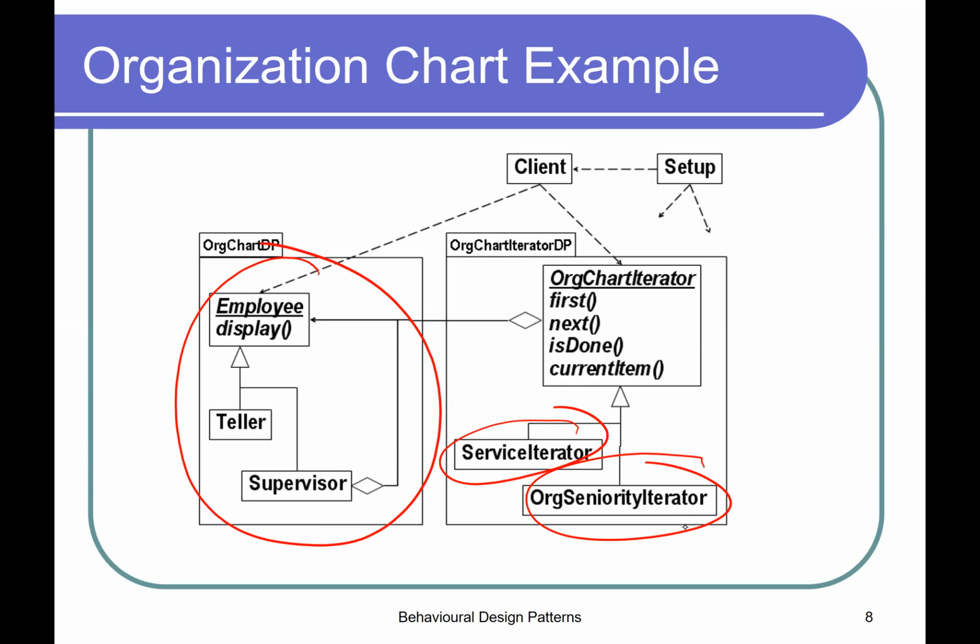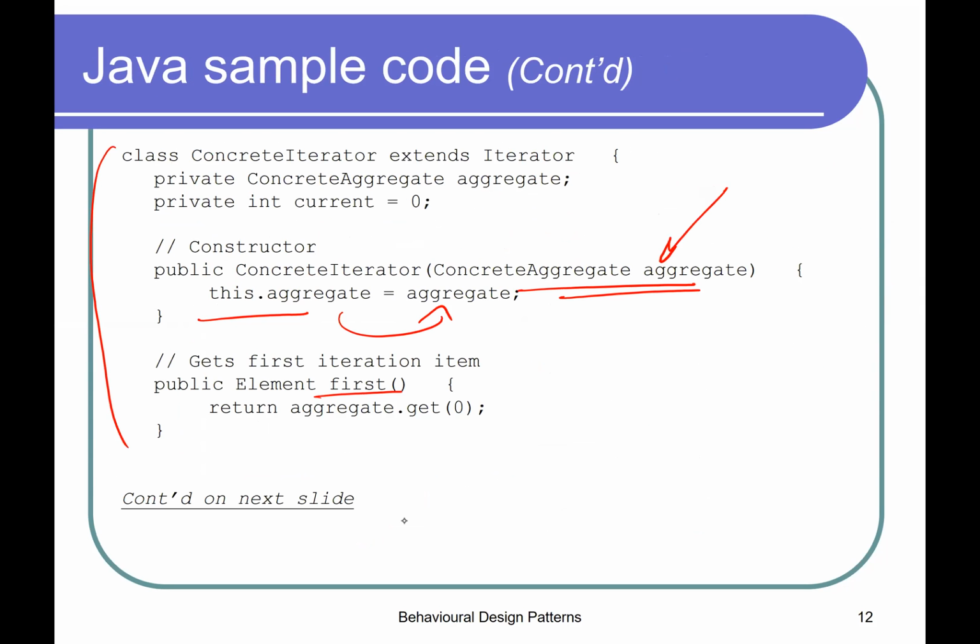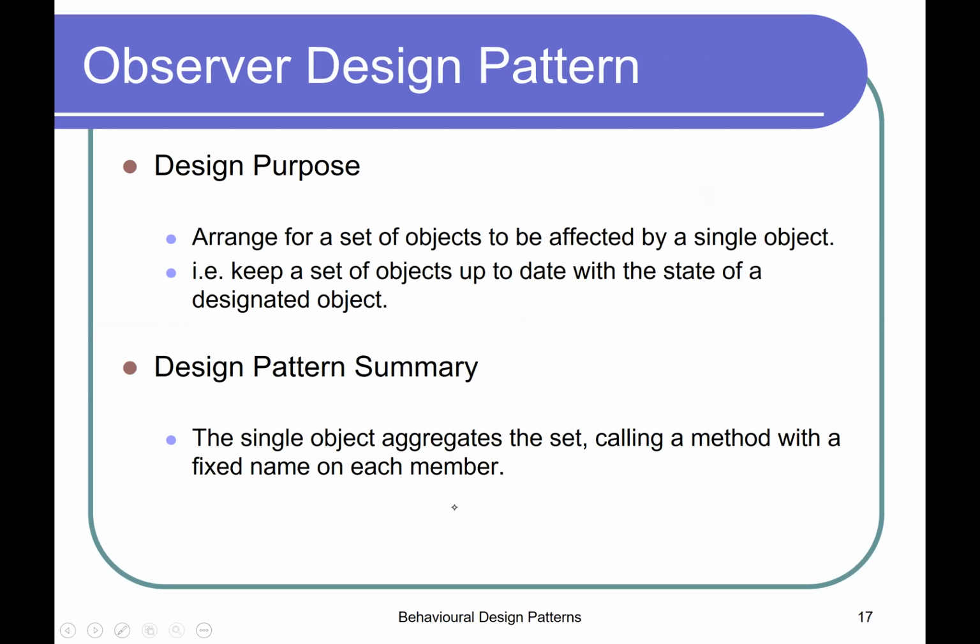All right, so we'll move on now to the next design pattern, which is the observer design pattern. Observer design pattern is probably the most interesting design pattern of the groups. The purpose of it is to arrange a set of objects to be affected by a single object, i.e. keep a set of objects up to date with the state of a designated object. Now, the word state here means the value of it. Because as a variable value, a variable is a state. If i equals 1, that's a state. i equals 2, that's a different state.